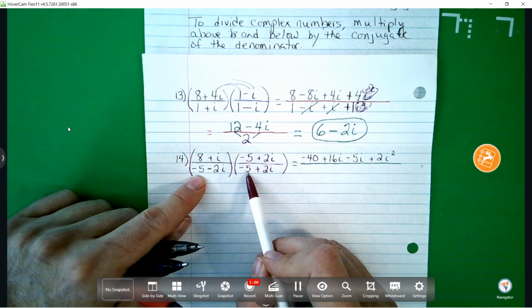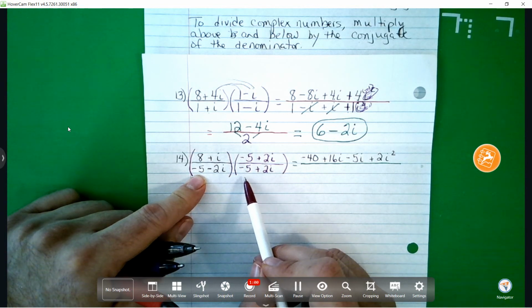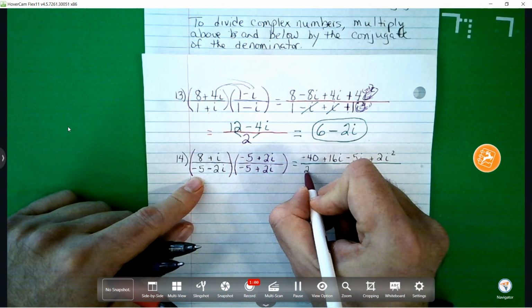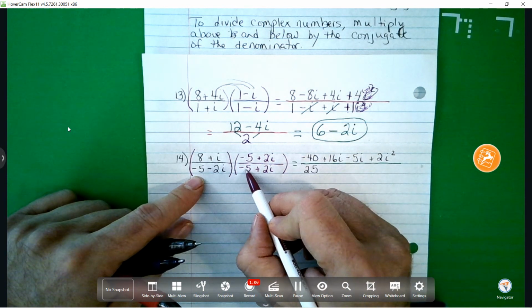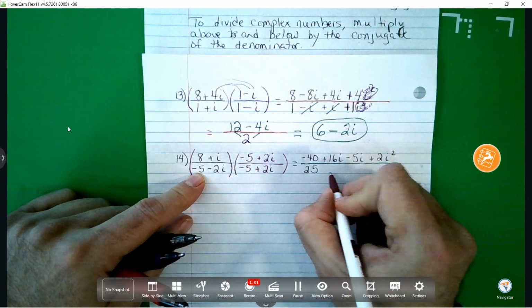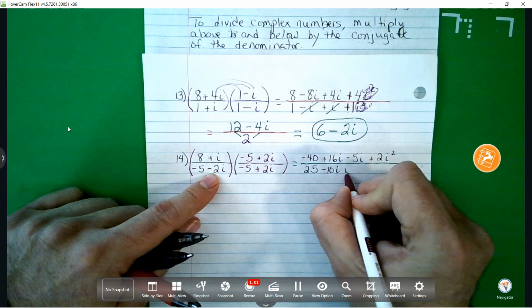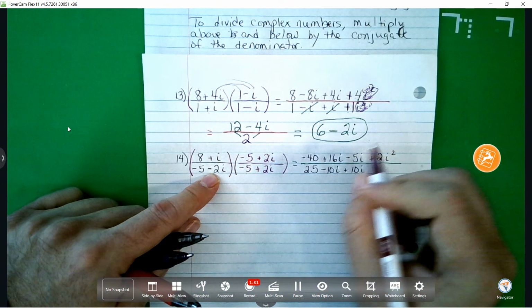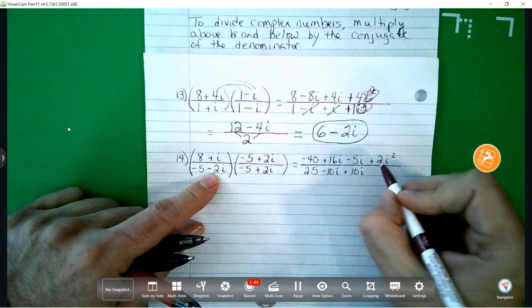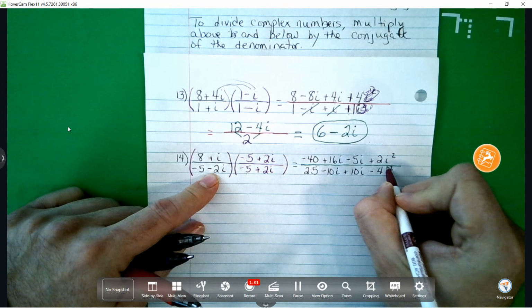Now foiling out the bottom, that's where it's going to be conjugate, so you can expect the outer and inner to subtract out. Negative 5 times negative 5, it's a 25. Then a minus 10i and a plus 10i. And then negative 2i times a positive 2i, that's going to be a negative 4i squared.